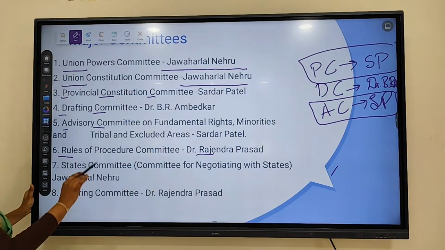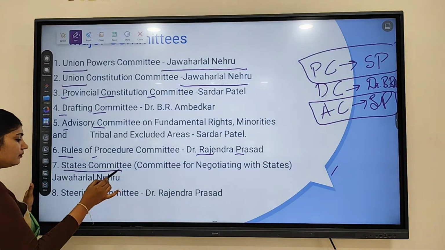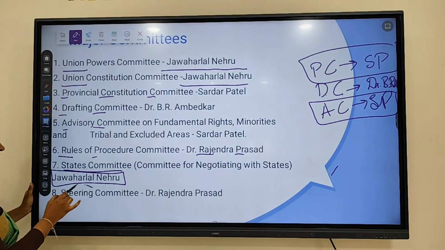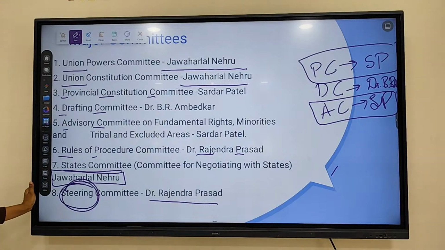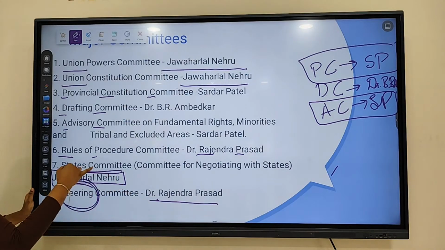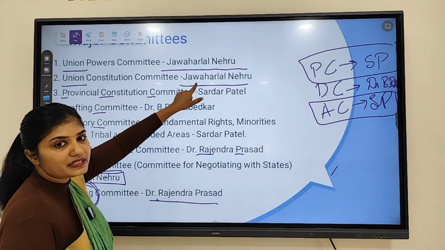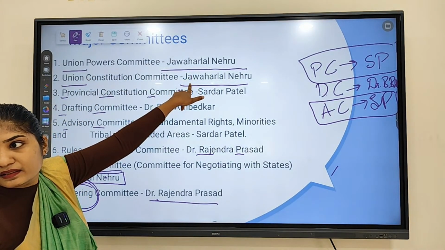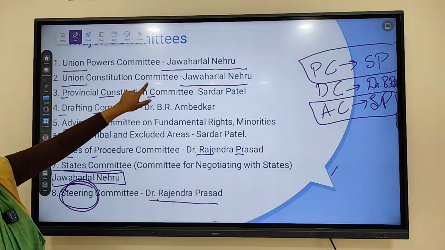Next, RR. Rules of Procedure Committee, who? Rajendra Prasad. Next, States Committee. That is Jawaharlal Nehru. Steering Committee is for Rajendra Prasad. Don't get confused between the States and Steering committees. Just think Steering Committee is for Rajendra Prasad, and States is for Jawaharlal Nehru. Wherever there is a union, who was the head of that committee? Jawaharlal Nehru. One is the Union Powers Committee, the other the Union Constitution Committee.